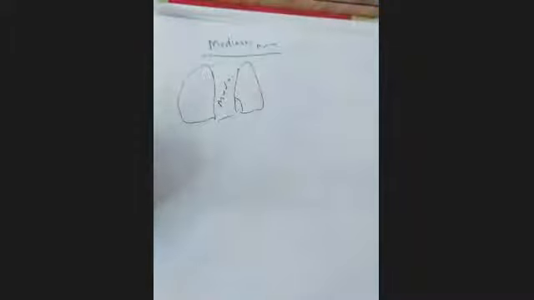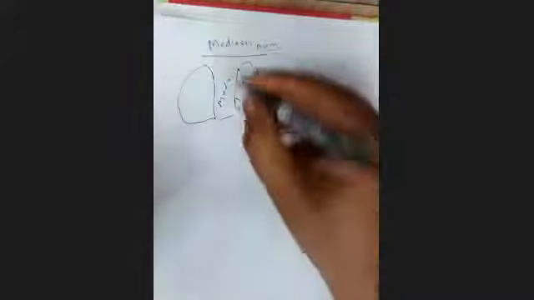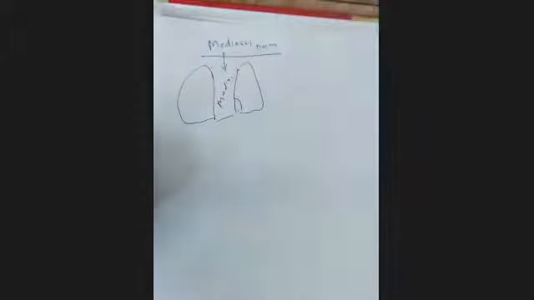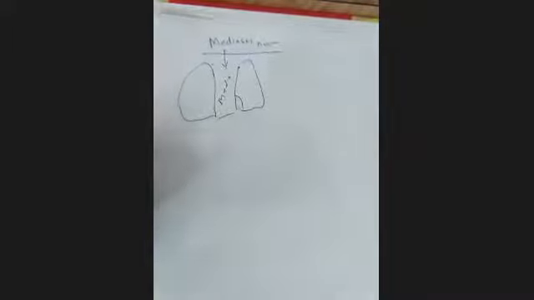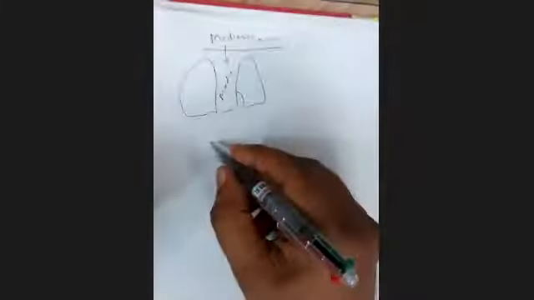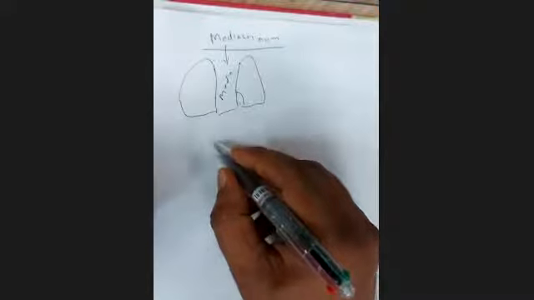Therefore, when we studied the lung also, the medial surface of the lung was divided into anterior mediastinal surface and posterior vertebral surface. Okay. Now let us see the boundaries of mediastinum.